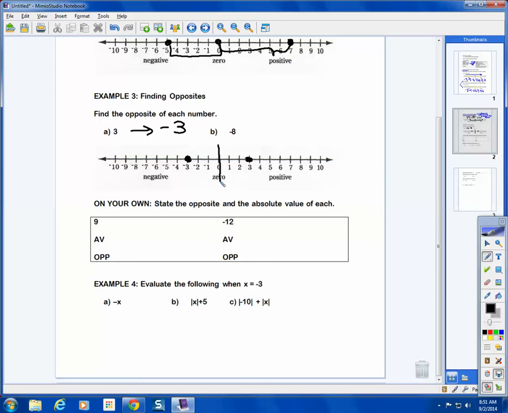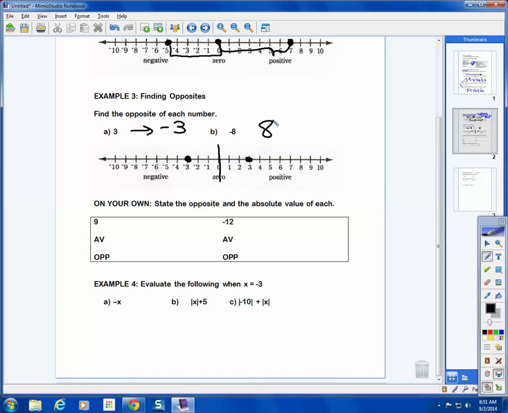How about the opposite of -8? It's going to be 8. So can opposites be negative? Yes. Can opposites be positive? Yes. What's the opposite of 0? 0. Still 0. Okay, good.